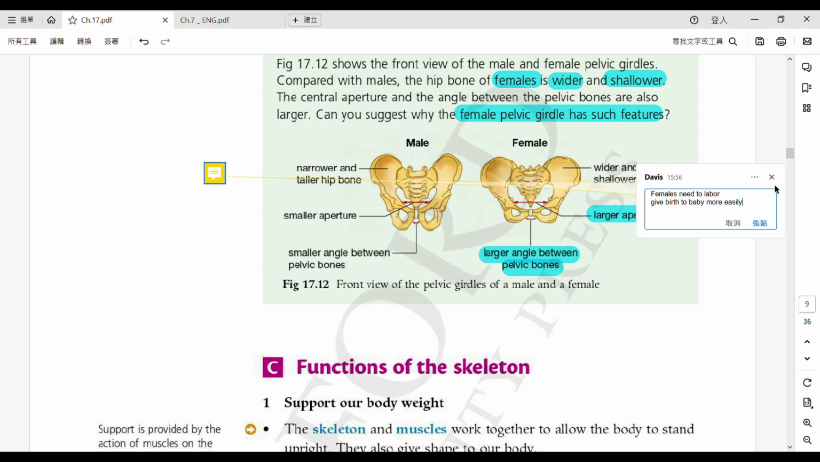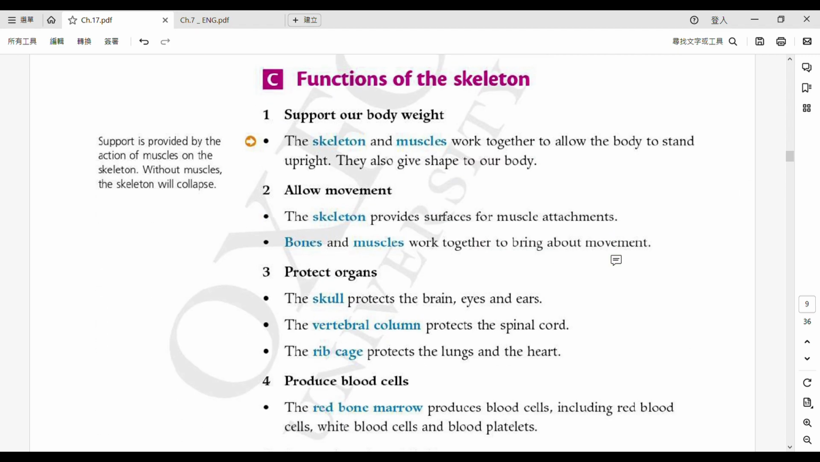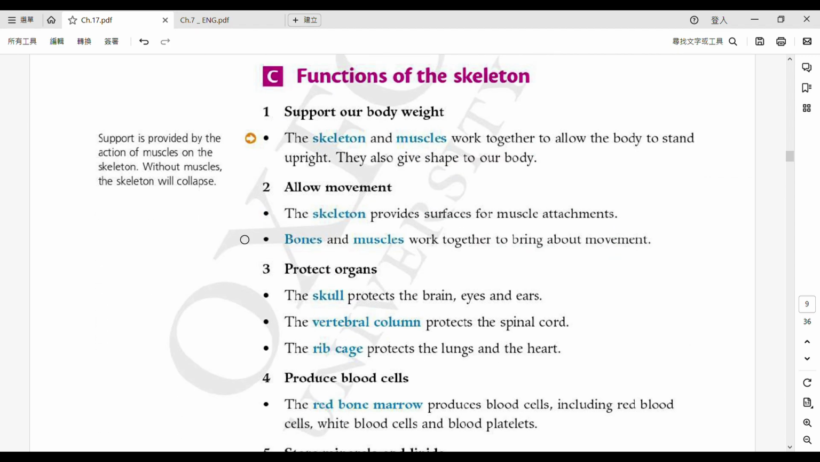Alright，好啦，然後咯，the next part of this, the next part is also talking about the function, and if you look more carefully, you'll find that they are quite similar to what we have learned. 咁同我哋前邊講嘅部分咧，其實好相似嘅。Alright, so when we talk about the function, first one, yeah, provide support for. Okay, support our body weight.